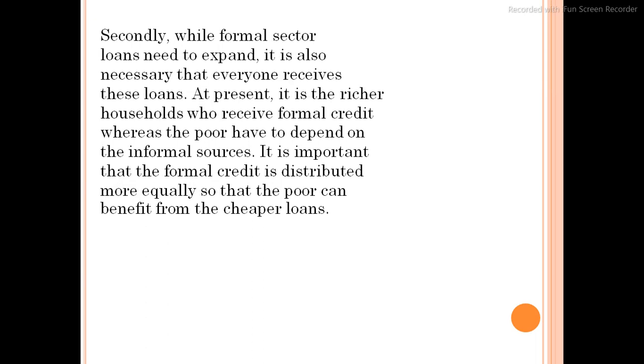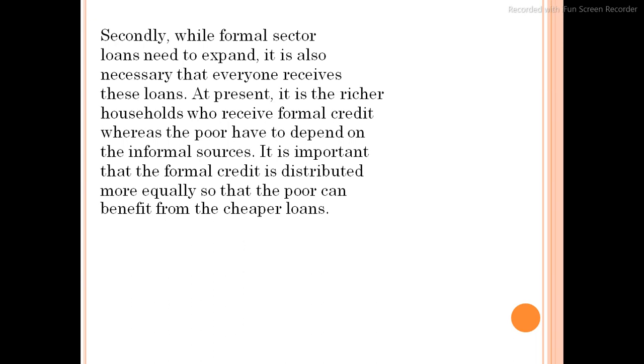Secondly, while formal sector loans need to expand, it is also necessary that everyone receive these loans. At present, it is the richer households who receive the formal credit, whereas the poor have to depend on the informal sources. It is important that the formal credit is distributed more equally so that the poor can benefit from the cheaper loan.